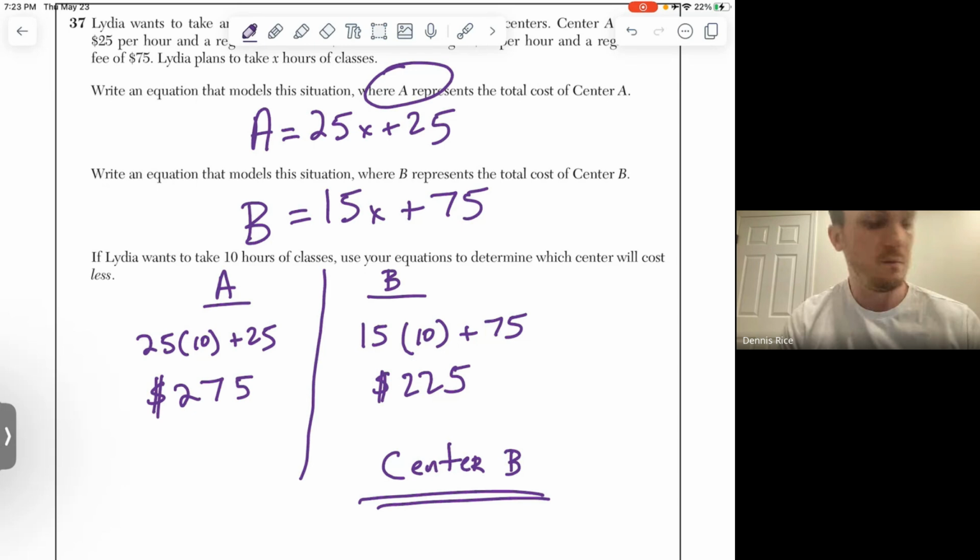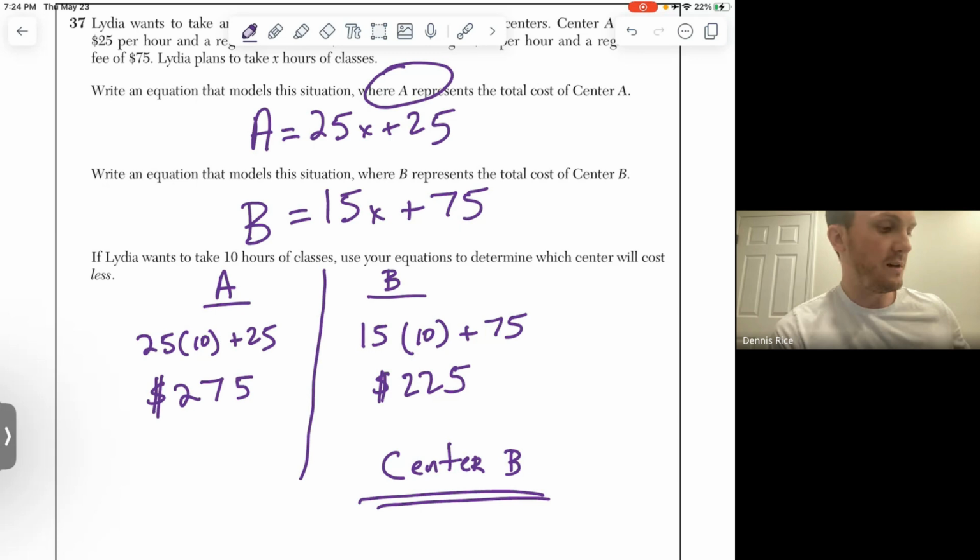It does say to use your equations, so you want to show some work here. It's kind of a hidden way of saying show your work or do it algebraically. I'm assuming if you just put center B with nothing, you're not going to get full credit there. So you're just plugging in a 10. Not a bad start. Okay, this looks pretty easy.